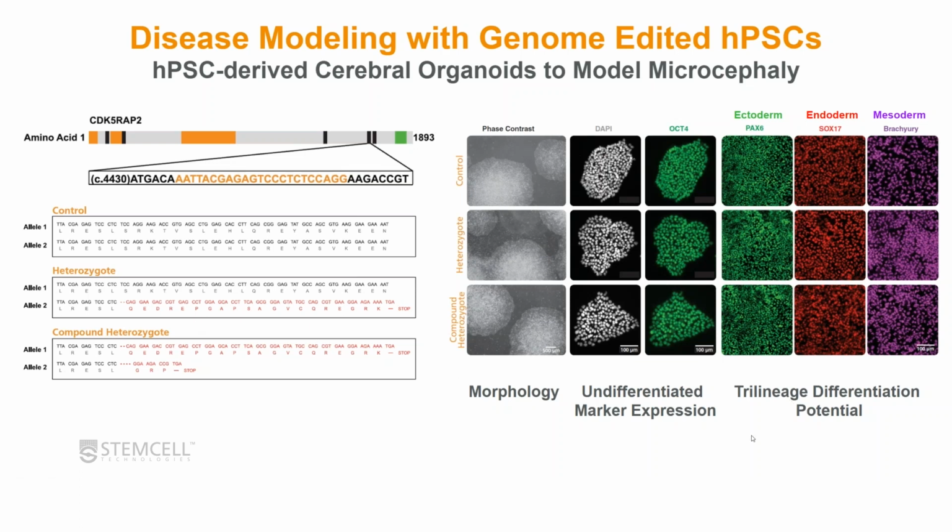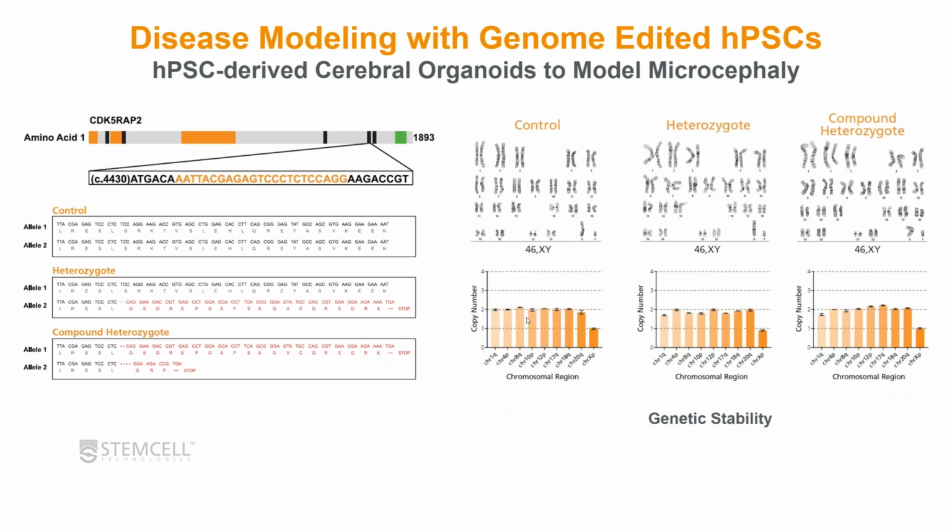We then monitored the quality of these cells by morphology, markers of the undifferentiated state, as well as pluripotency using our trilineage differentiation kit. So this kit is a 2D monolayer based directed differentiation kit that allows you to assess whether your cells can differentiate into ectoderm, endoderm, or mesoderm. And so using these quality control measurements, we found that the cells looked very good between the different edited lines. We also found that by karyotype and genetic analysis kit methods, those cells were also genetically stable.